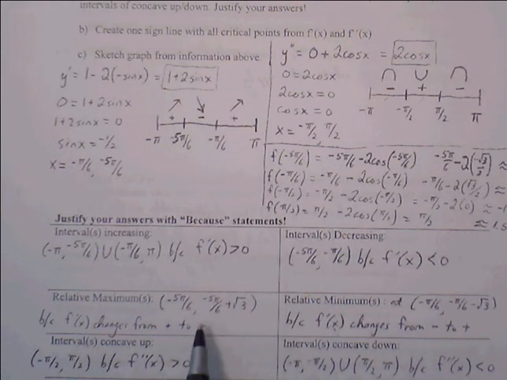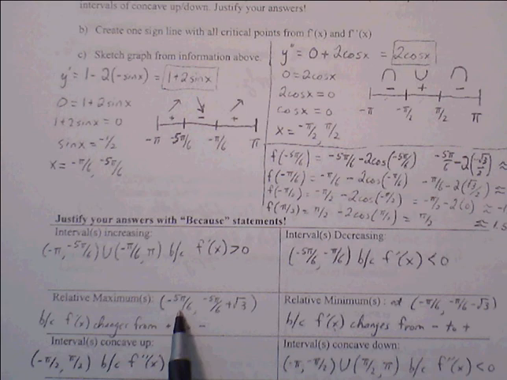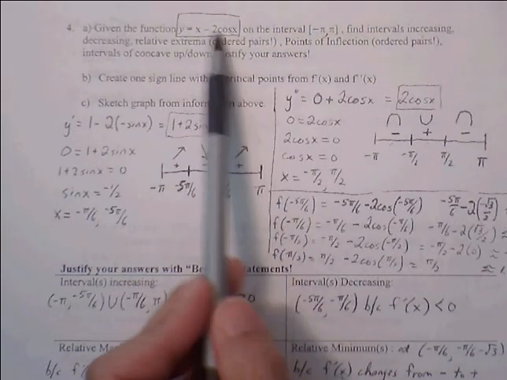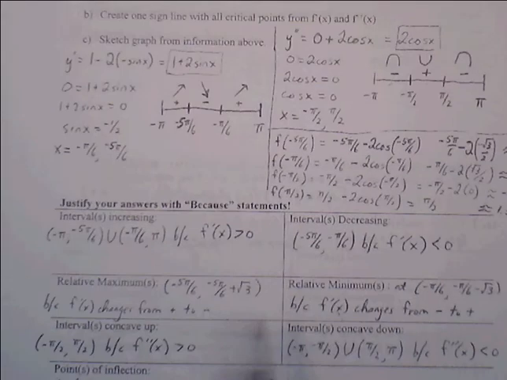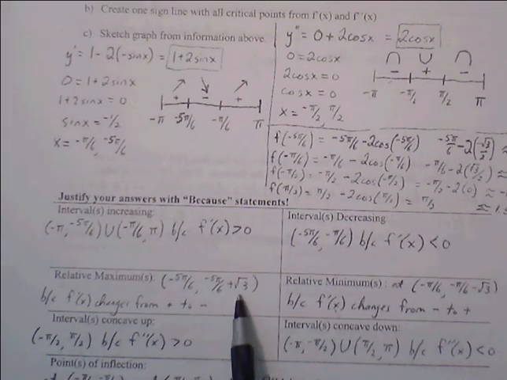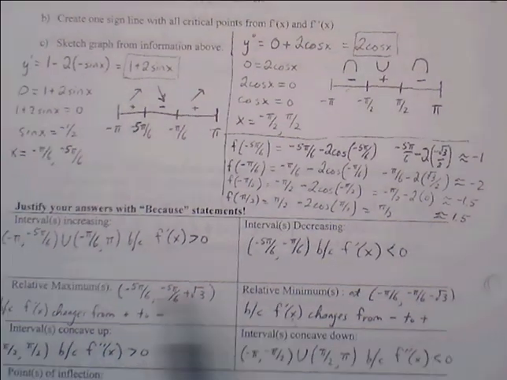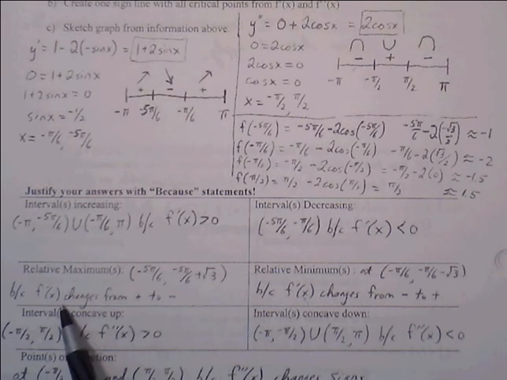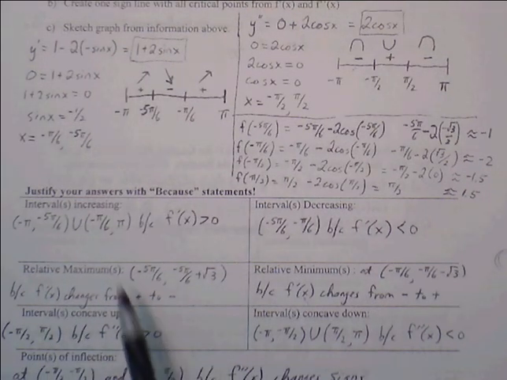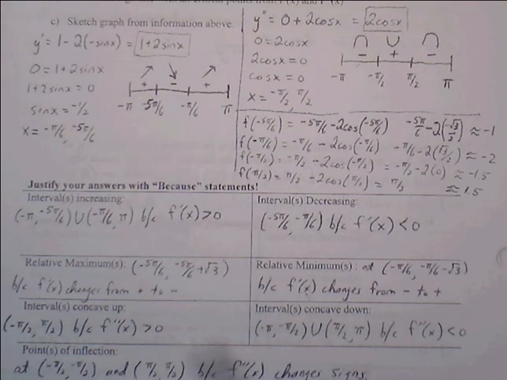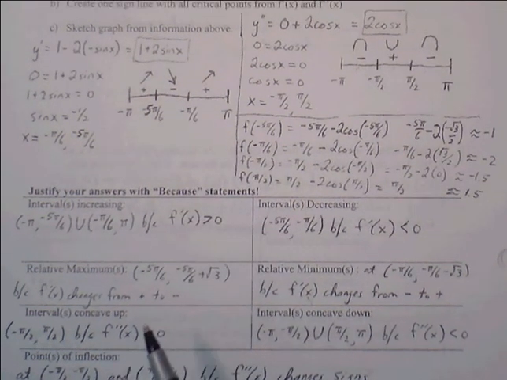We can find ordered pairs by plugging these x values back into the original function. If we plug back into the original function, we get negative 5 pi over 6 plus root 3 as the y value for the relative max, and the y value for the relative min is negative pi over 6 minus root 3. And justification: f prime changes from positive to negative for relative max, and for relative min because f prime changes from negative to positive. All right, concavity.